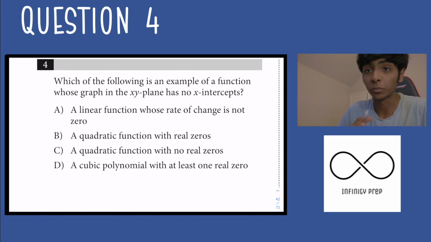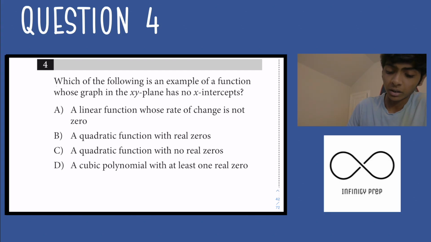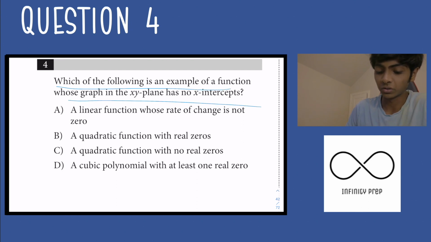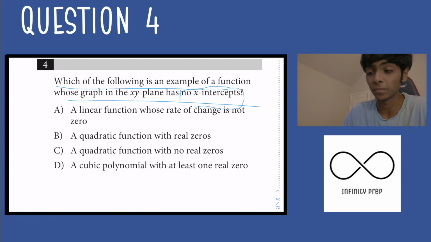Okay, now let's go on to number 4. Number 4 is asking, which of the following is an example of a function whose graph in the xy plane has no x-intercept? So if it has no x-intercept, it doesn't cross the x-axis at all. Or in other words, it doesn't have any roots, or it doesn't have any real zeros.